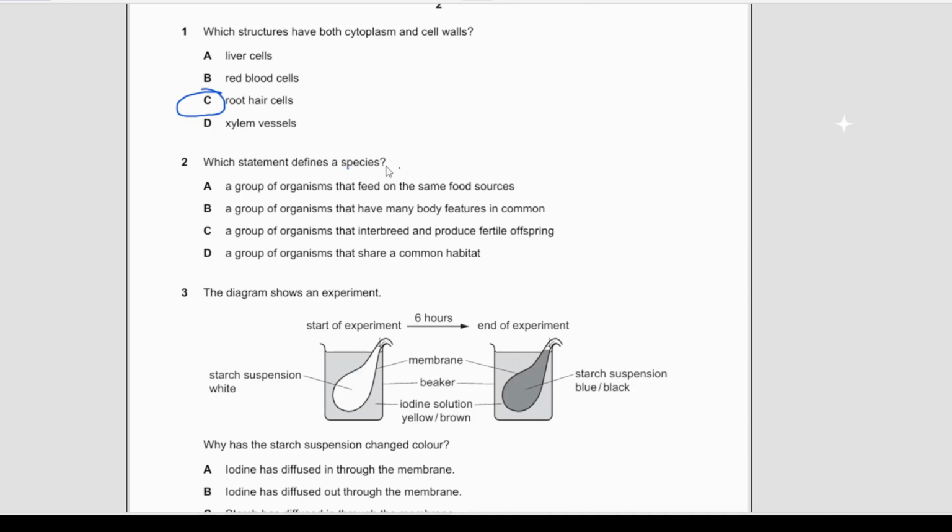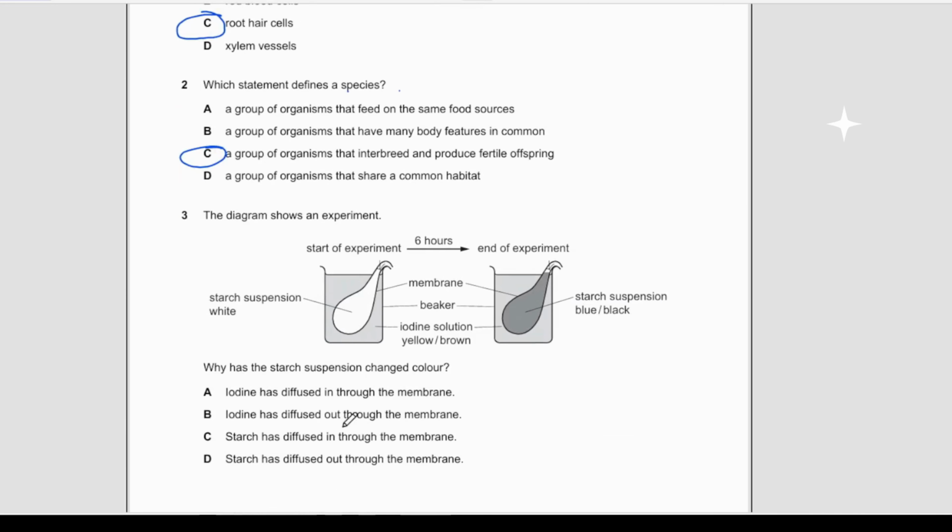Species is a group of organisms that breed to produce fertile offspring. So the answer is C. Okay, a diagram shows an experiment in which there is a partially permeable membrane and a starch solution. We added iodine, and it has moved somewhere. So why did the starch solution or suspension change color?